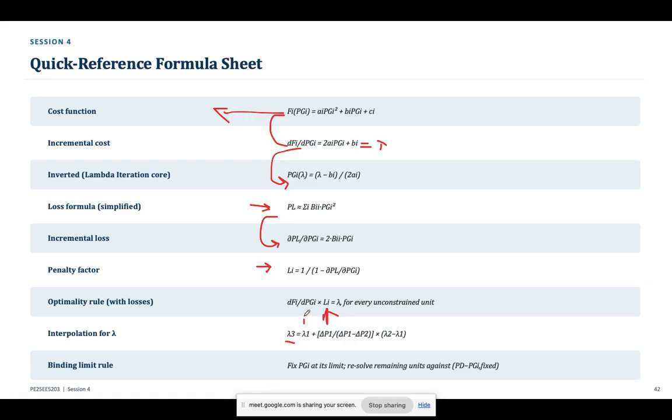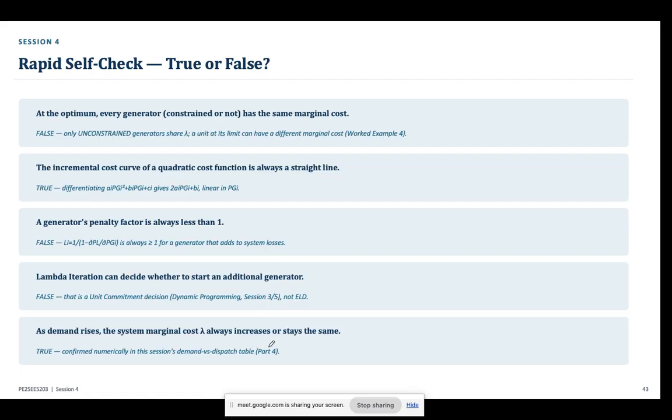Here you can find out the interpolation for lambda, that is, you have the lower lambda you have assumed, and you have the higher lambda you have assumed. Then you have the difference. Delta P1 is for the lower limit, delta P2 is for the higher limit. By utilizing this, you can calculate the exact lambda value. Likewise, that is actually a link where you can really establish that link.